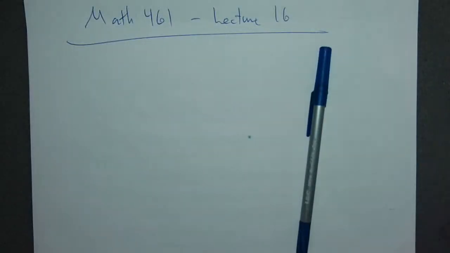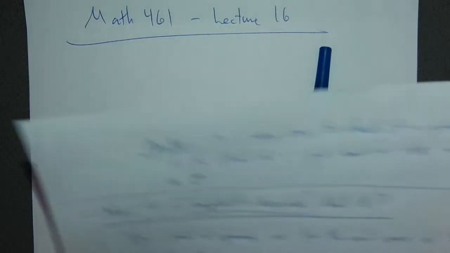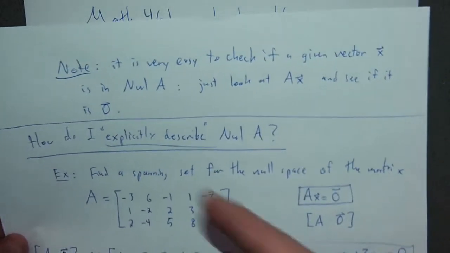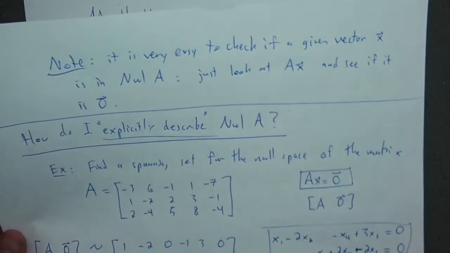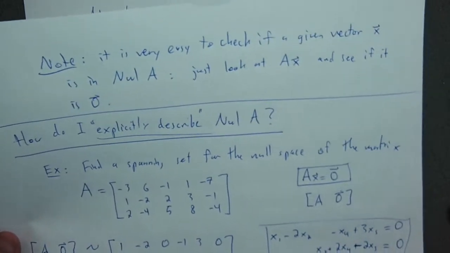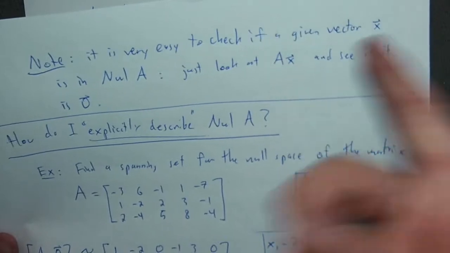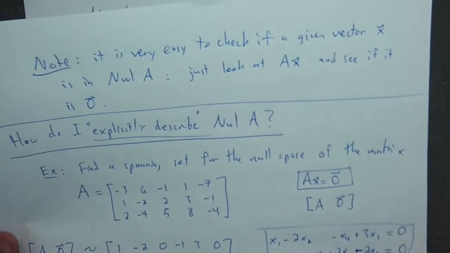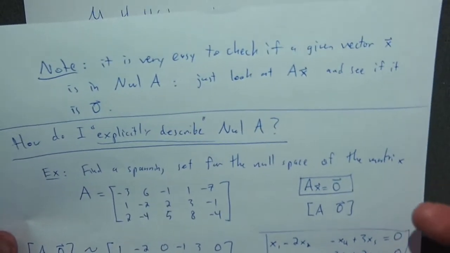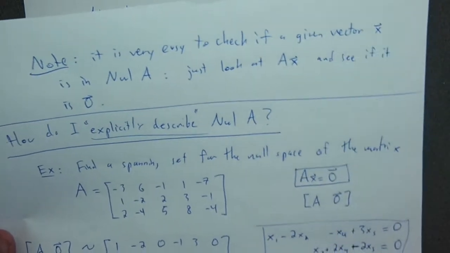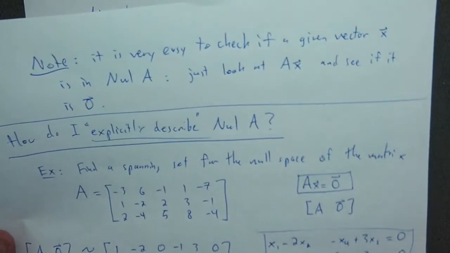One nice fact about the null space is that if you're given a vector and asked whether or not it's in the null space, it's really, really easy to check. You just multiply that vector by A and see if that's a zero vector. If it is a zero vector, then that vector is in the null space. If it's not, then that vector is not in the null space.